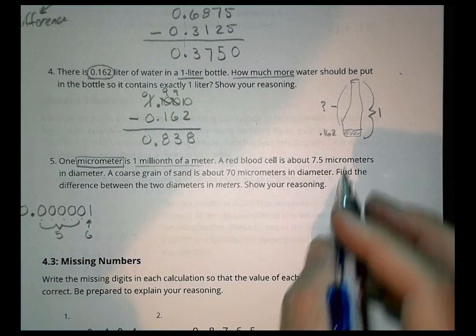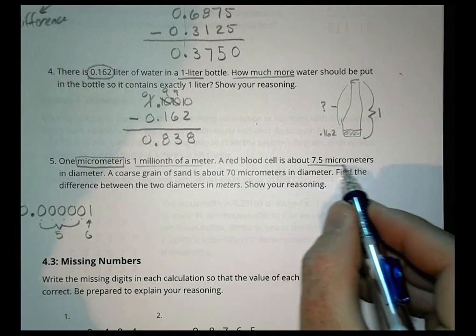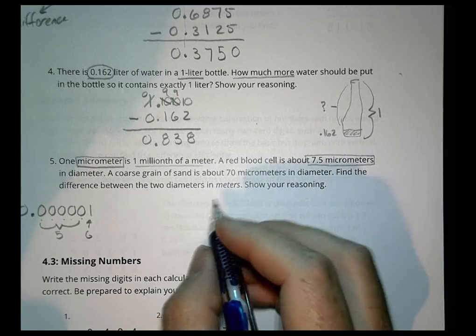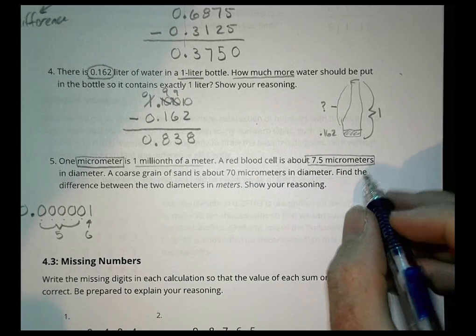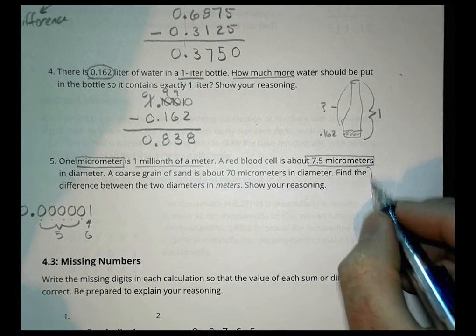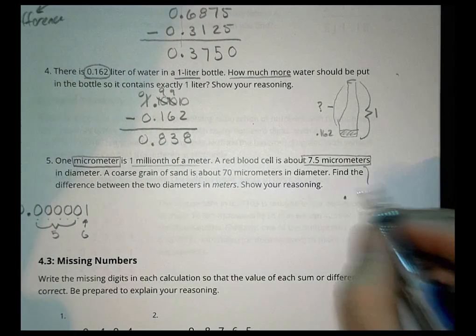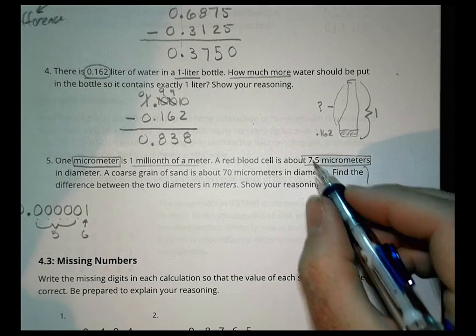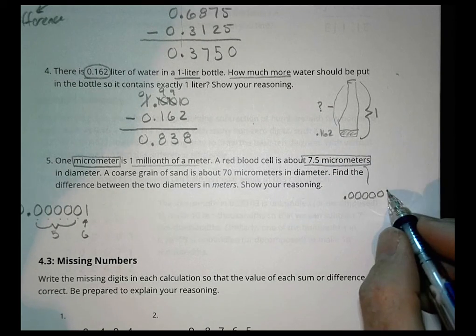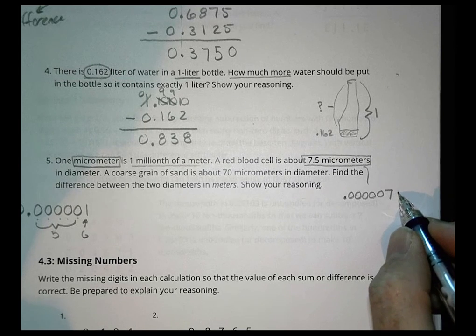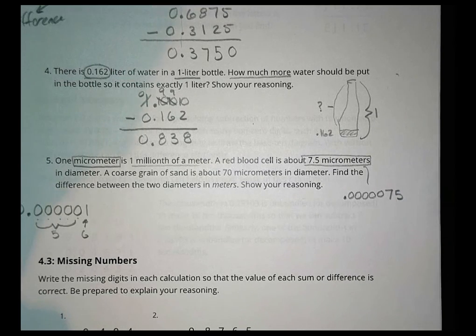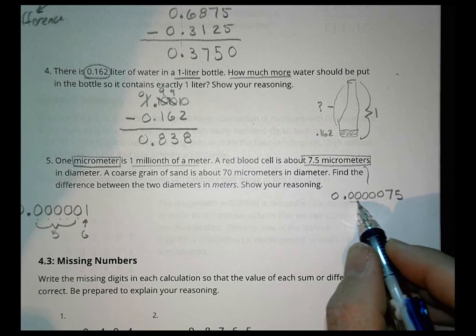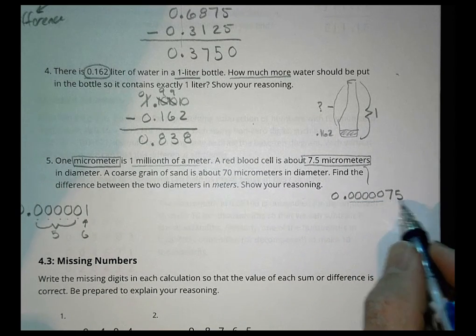A red blood cell contains 7.5 micrometers. Okay, so 7.5 micrometers would be written as, in this case here, that's going to be 0.000007.5. Because it's 7.5, that means I have 7 of them and half of another, so I'll write it like that. Okay, so I have the 5 zeros and there's my 7.5.